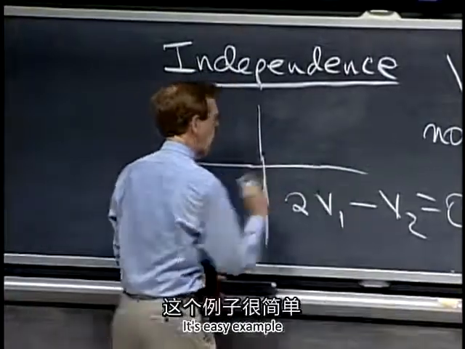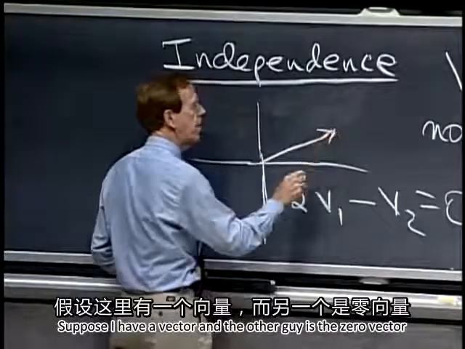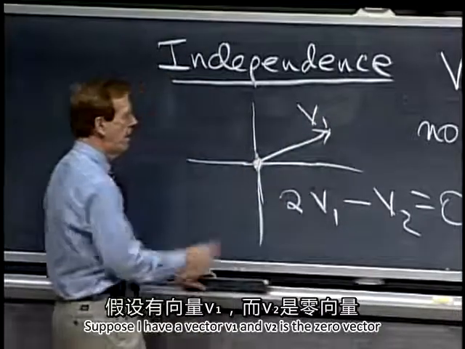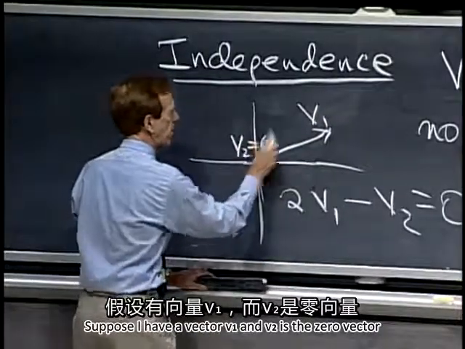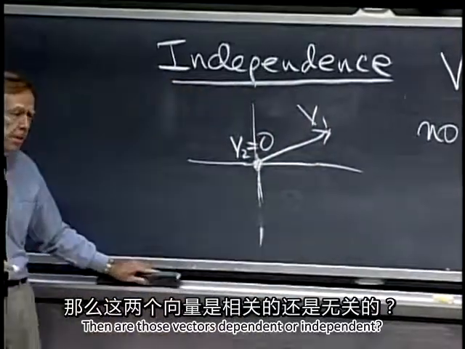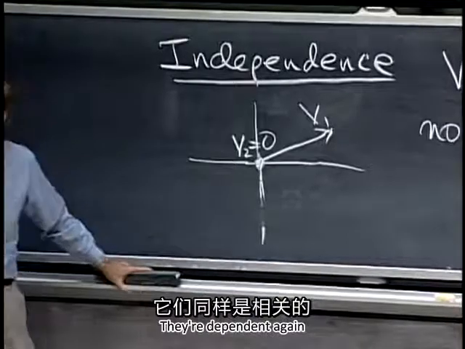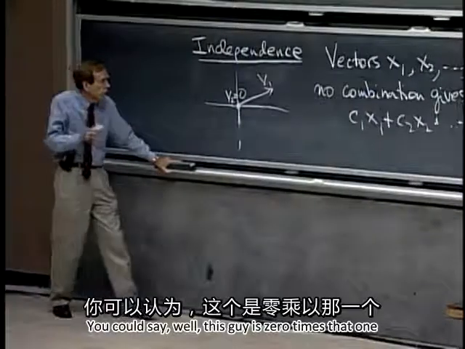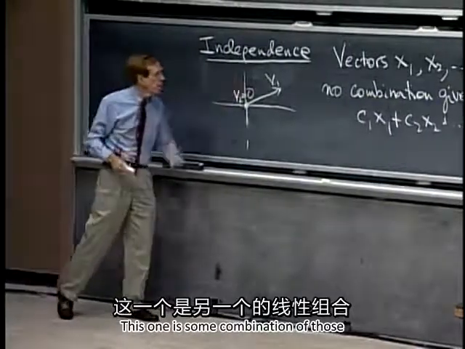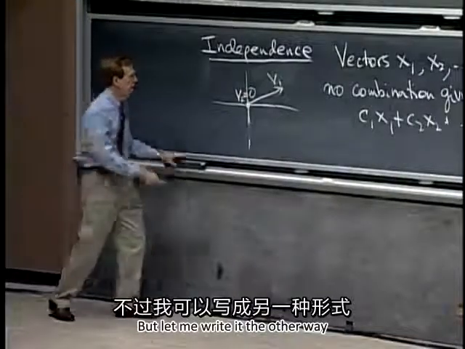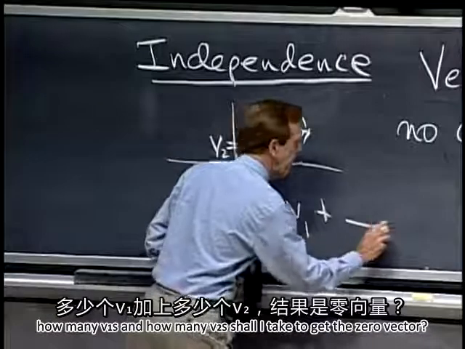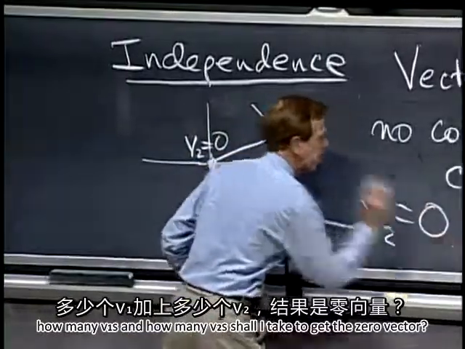Here's another example. It's an easy example. Suppose I have a vector v1 and v2 is the 0 vector. Then, are those vectors dependent or independent? They're dependent again. You could say, well, this guy is 0 times that one. This one is some combination of those. But let me write it the other way. What combination? How many v1s and how many v2s shall I take to get the 0 vector?